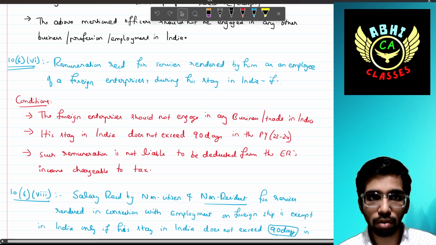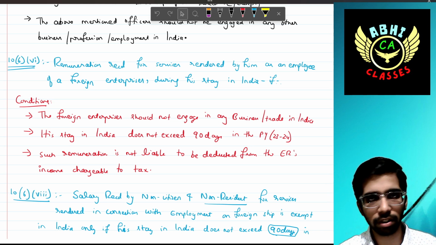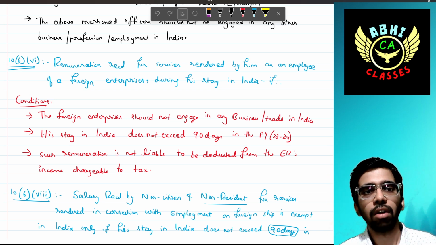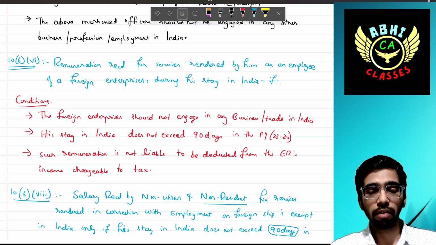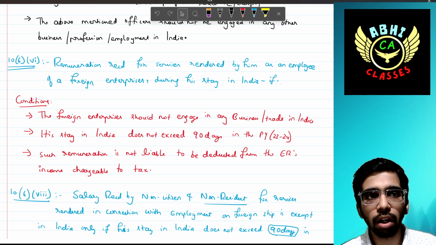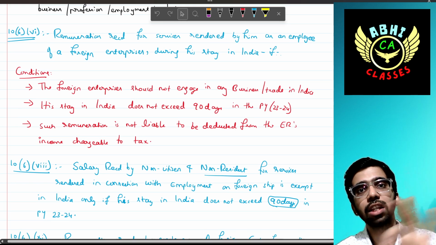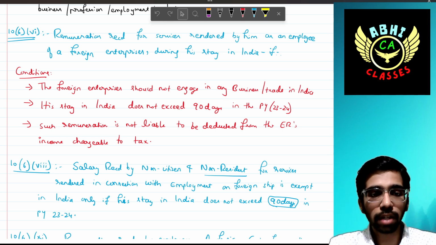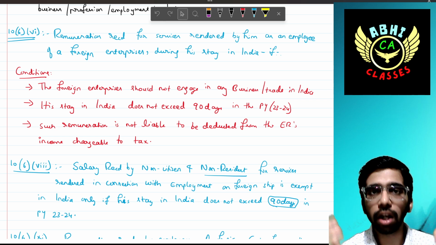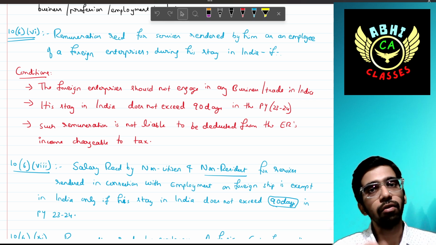Next, remuneration received for services rendered by him as an employee of a foreign enterprise during his stay in India. Let's assume an MNC company. If their employee is rendering services in India, then the remuneration received is not taxed in their hands. The following conditions should be satisfied. First, the foreign enterprise, that foreign MNC company, should not engage in any other business in India. That MNC company should not have any branches or any business trading activities in India. Then only the remuneration received by their staff in India will not be taxed.